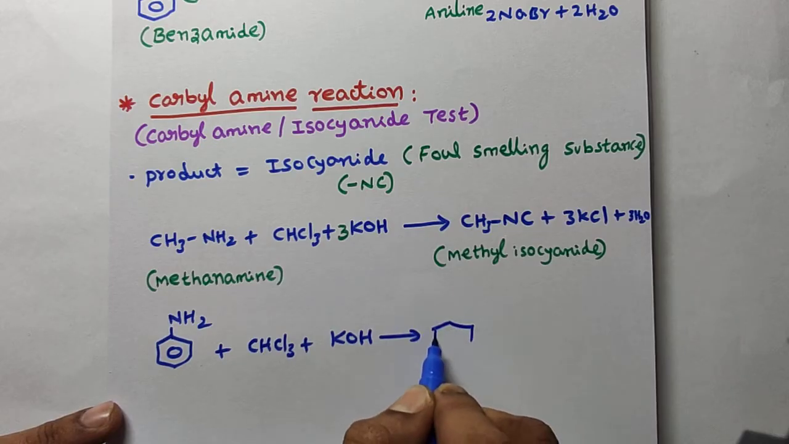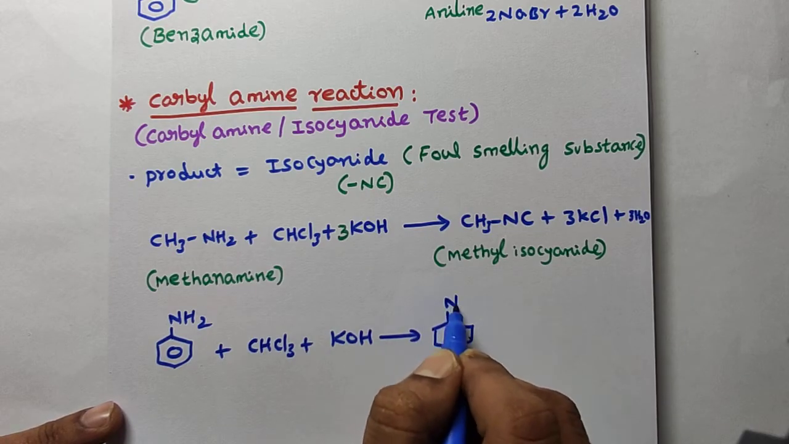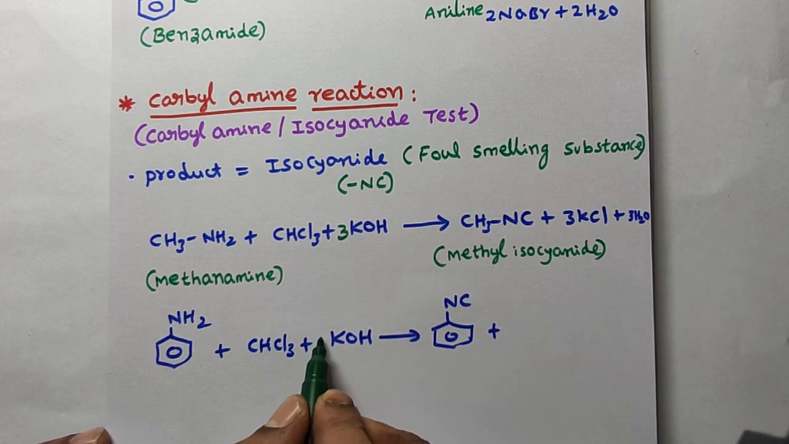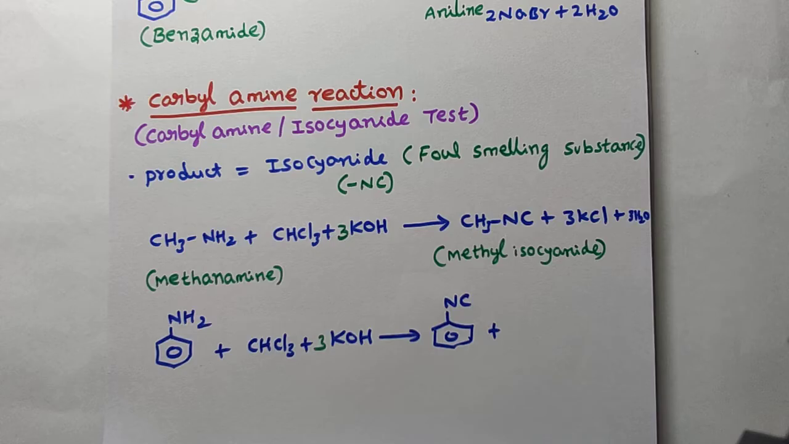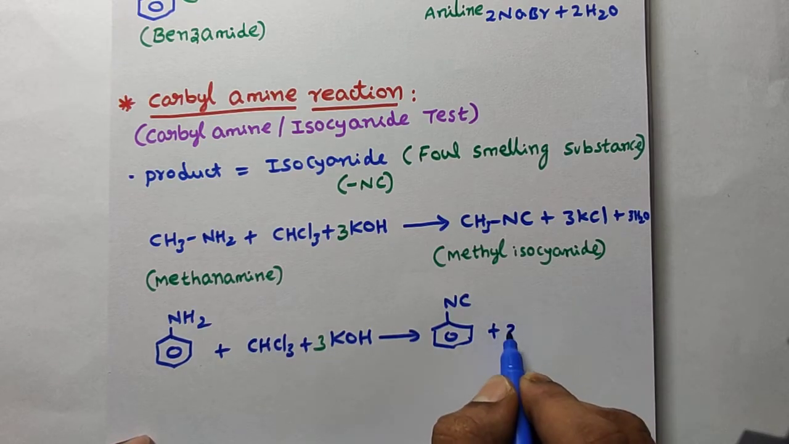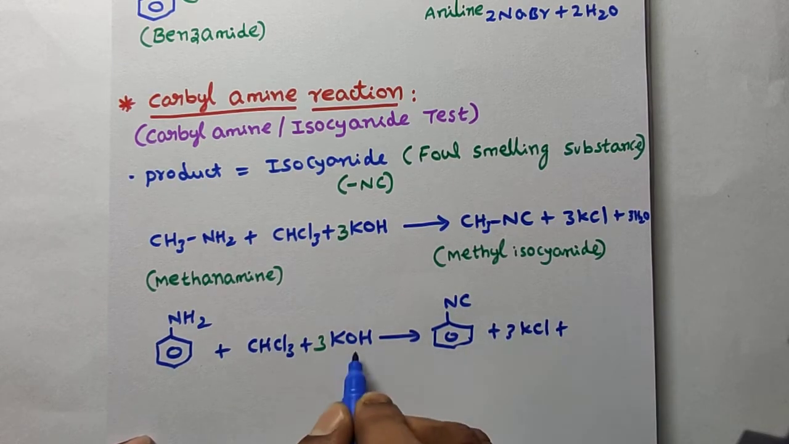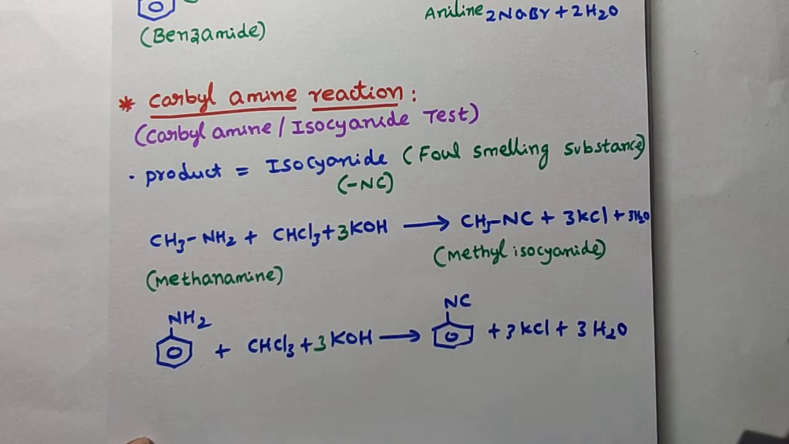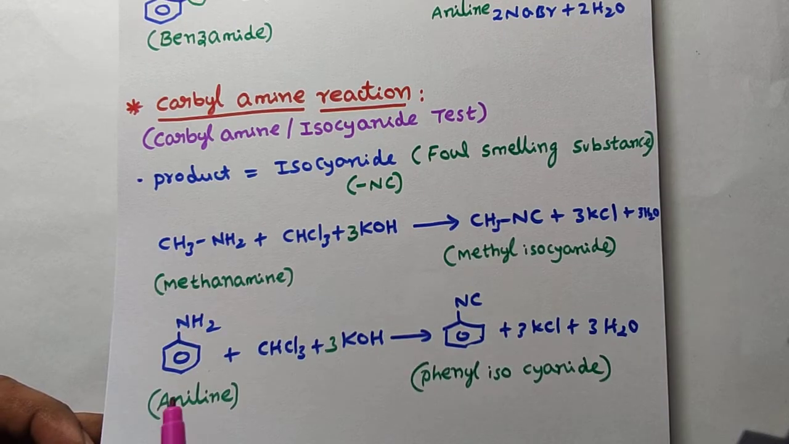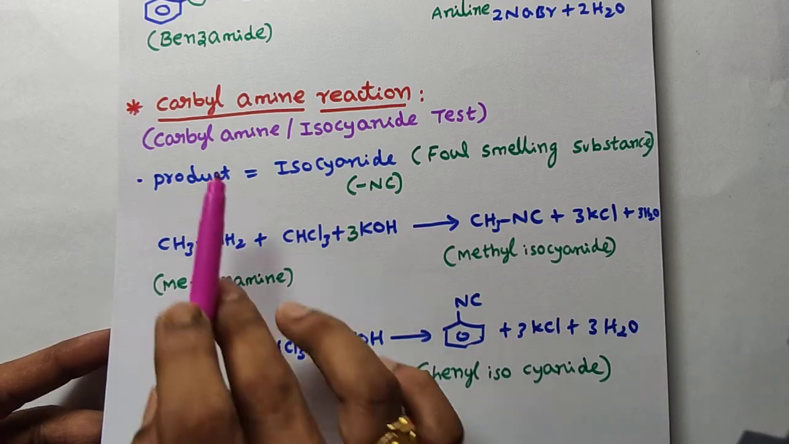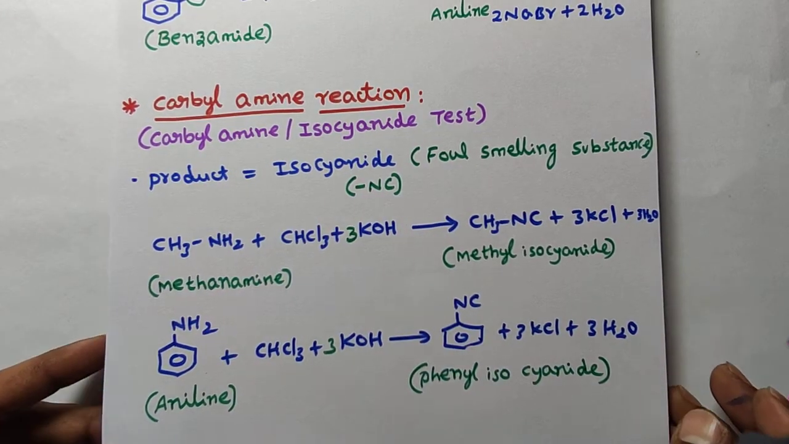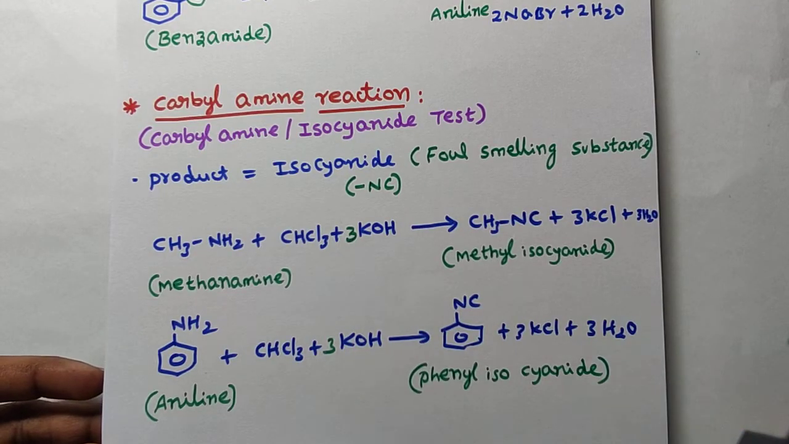Now let us write the product. Isocyanide we have to write, right? So take a benzene ring and write NC, isocyanide. How many moles here? 3 moles of KOH. So 3 potassiums and 3 chlorines will give 3 moles of KCl, and the remaining 3 oxygens and hydrogens will combine to form 3 moles of water. In the second reaction, aniline is converted into phenyl isocyanide. So primary amines will give this test. Carbylamine isocyanide test. You can take a screenshot of this and write it in your class notes.